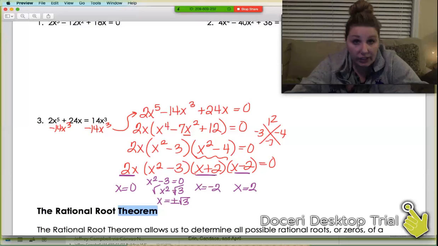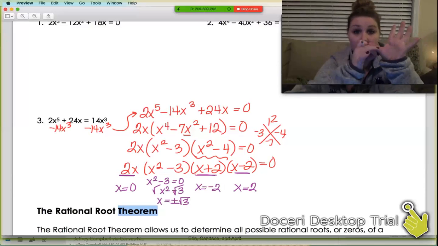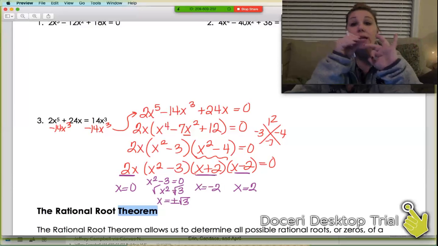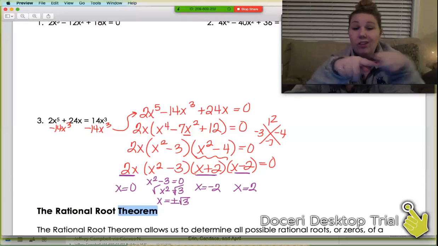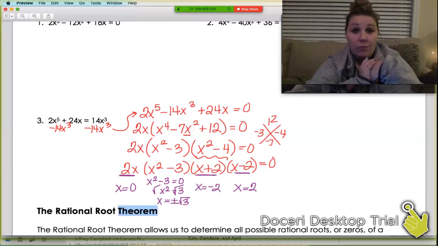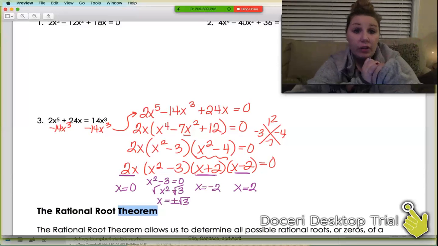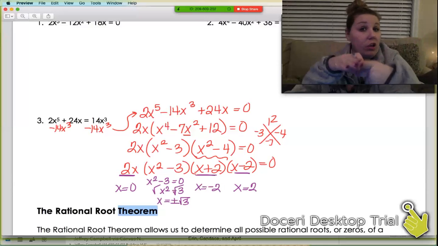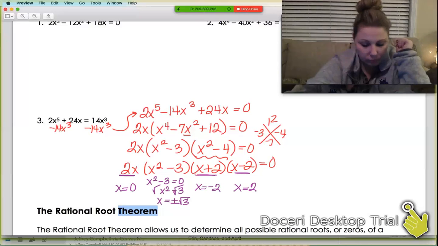And so if you really count up what we have, we got 5 different solutions. We got 0, positive square root of 3, negative square root of 3, -2, and +2. So all of those are solutions. If you got something that wasn't factorable further and you couldn't use square roots, you might have to use the quadratic formula. If you do, then you can either look that up in your notes or Google quadratic formula. It'll come right up.